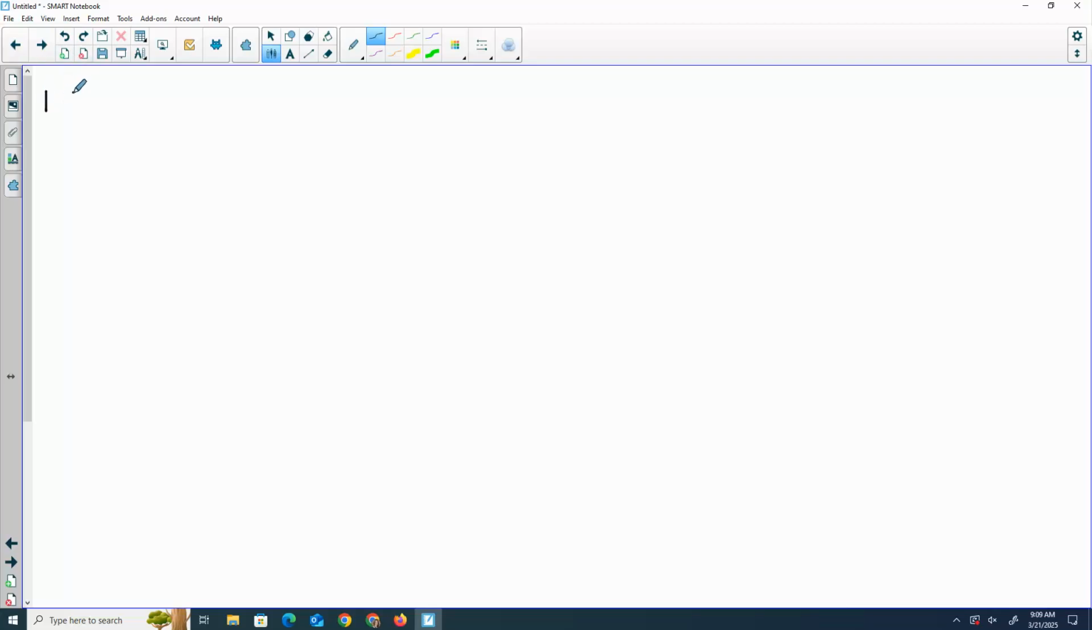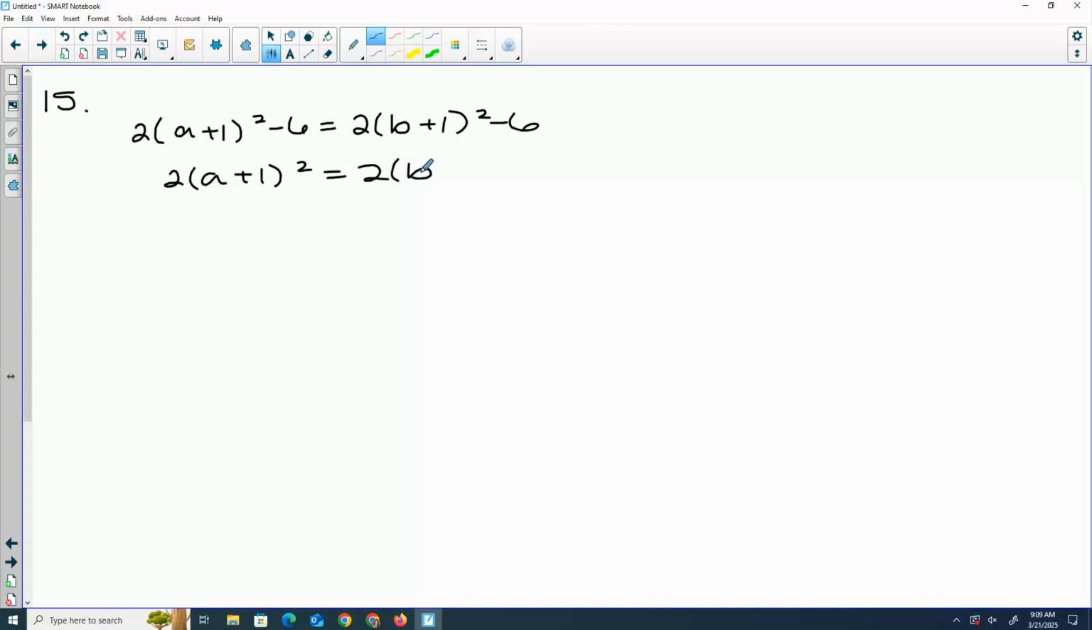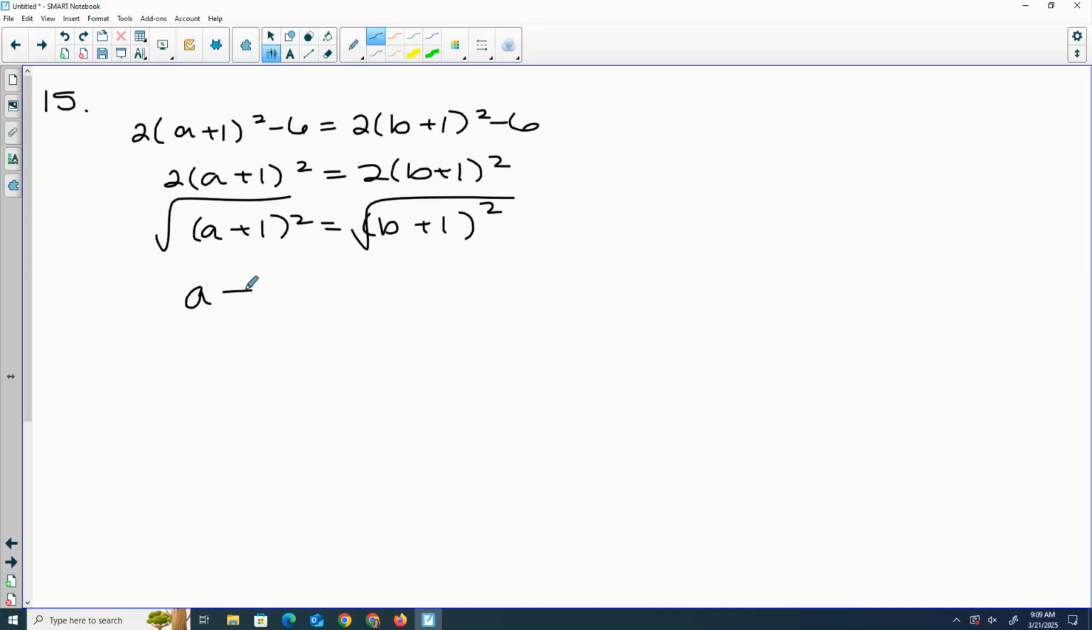Number 15, I just told you to decide if it's 1-to-1. You really have 3 options. The algebraic way is doing f of a equals f of b. So you add your 6, divide by 2. How do you get rid of a square? Anytime you take a square root, you have to add plus or minus. As soon as I get that plus and minus, I can say these are not 1-to-1 because I got 2 options.